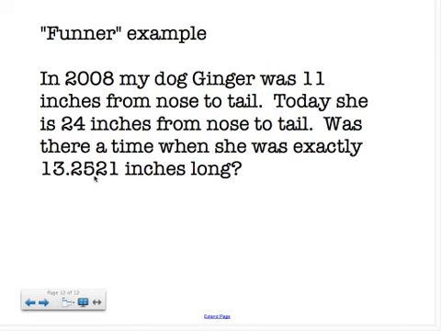There had to be a time where she was exactly this many inches long, even if it was just for an instant. Because a person's height is a continuous function. You don't just stop being or stop having height at any moment. So how would we express our answer here?